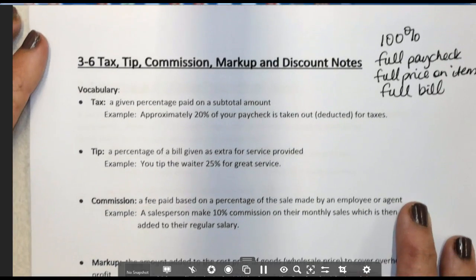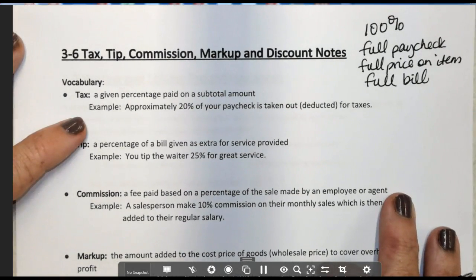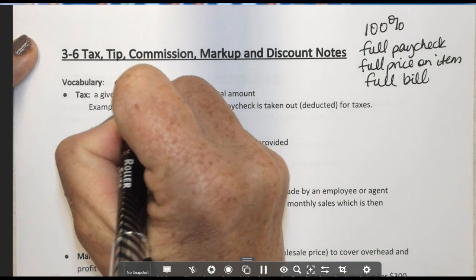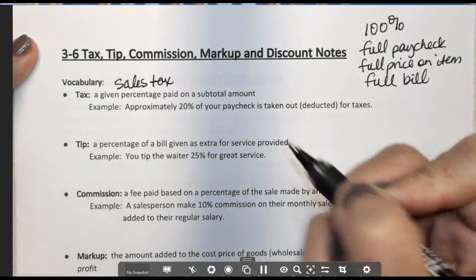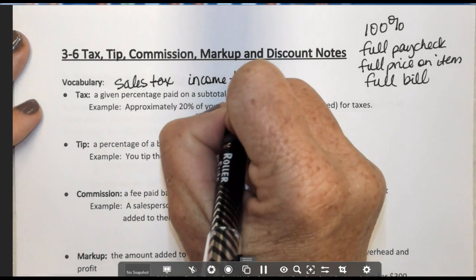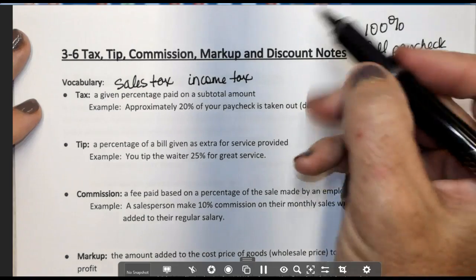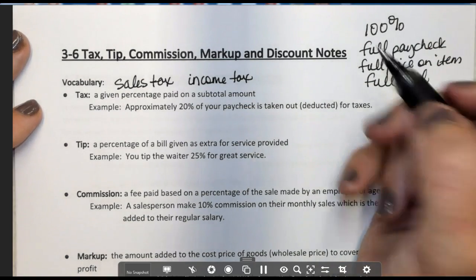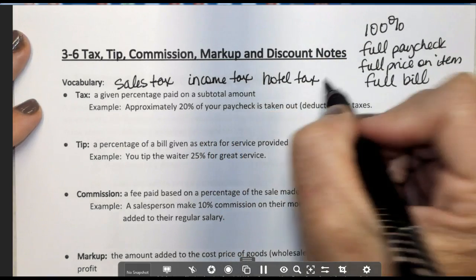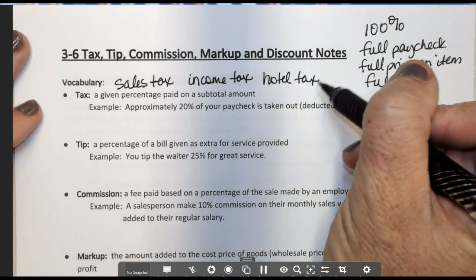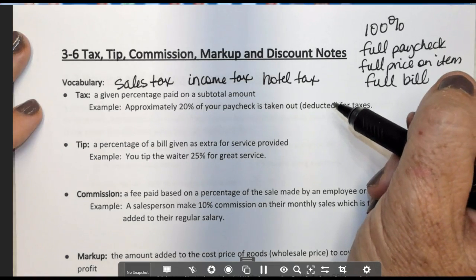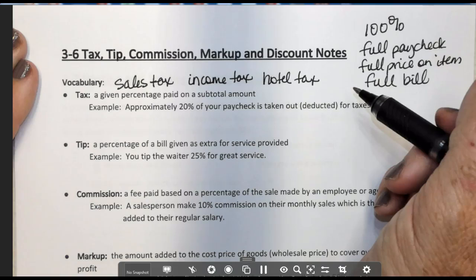Okay, so first word we need to look at is a tax. A tax is a given percentage paid on a subtotal amount. So that can be sales tax, meaning when you go to the store you pay an extra tax on something that goes to the state or the county. That can be income tax, which is the amount that you pay out of your paycheck to the state or the county or the federal government. And then a lot of hotels now charge a hotel tax that's different from a sales tax and oftentimes higher than a sales tax that you pay for staying in their hotel. That's just a few examples of taxes, okay? But it's an amount that you're paying on top of that.